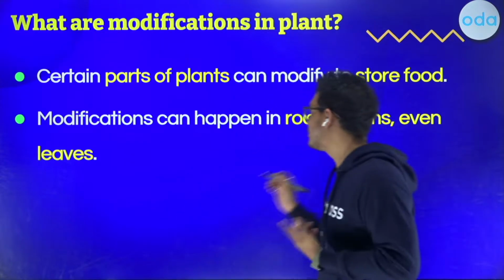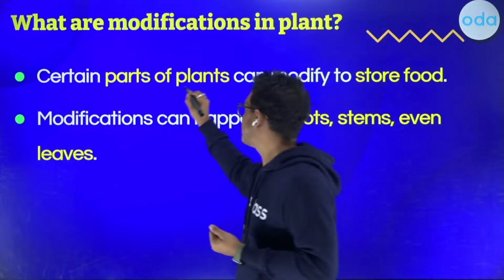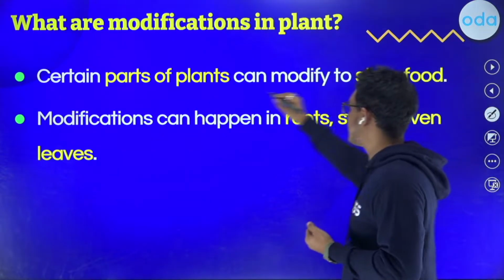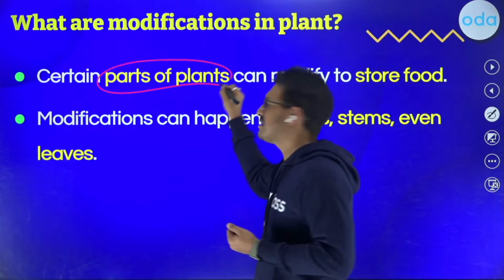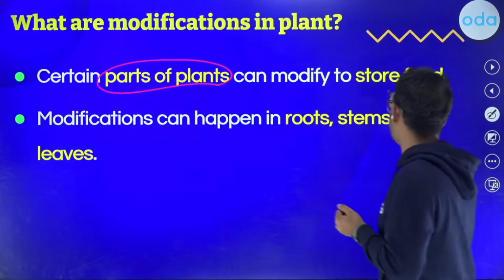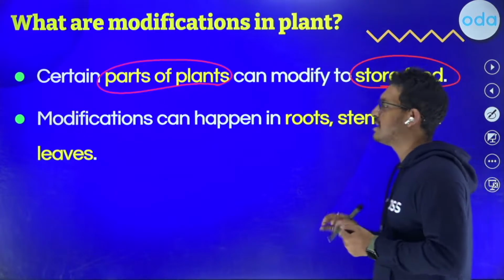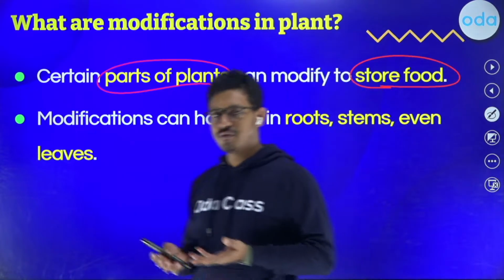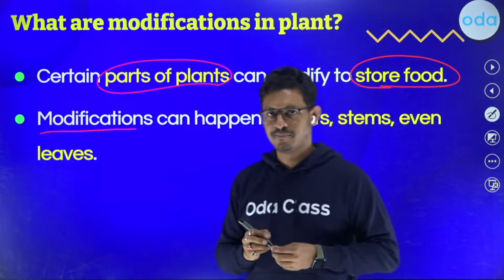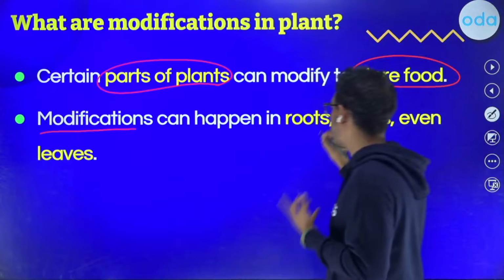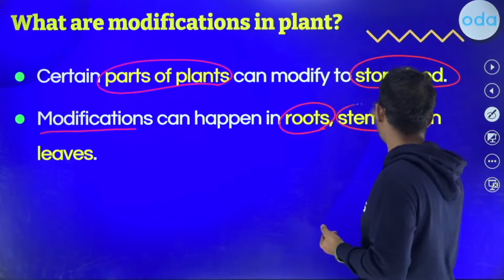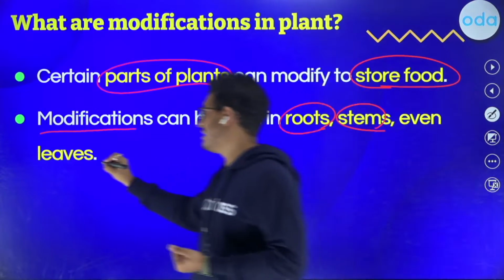So what they are going to do is they are going to use some of those plant parts of their body, their own body parts, such as root or stem or some other way, and they will store that food there. Okay, they will store that extra food in those body parts, because of which modification takes place in those places. Now, modification can not only happen to roots, it can sometimes happen to your stem of the plant and even sometimes on leaves.